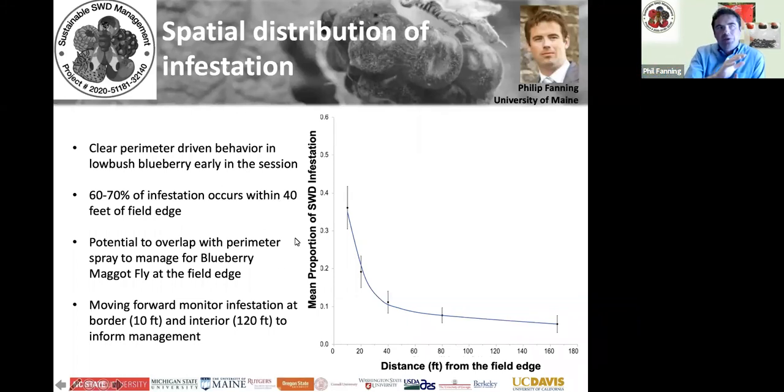So we'll have our traps to initiate when we think we might be getting infestation. Then we can monitor infestation to make sure our perimeter sprays are working. And if we potentially notice that we have some infestation on the interior of the field, that's when we might focus our management across a wider area of the field. And this could be a really good way of reducing our inputs associated with controlling spotted wing Drosophila.